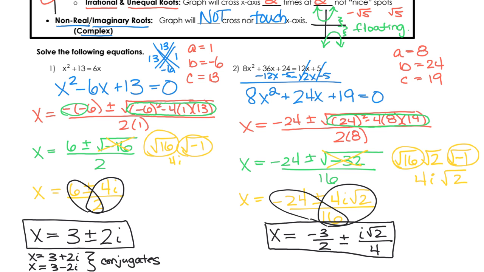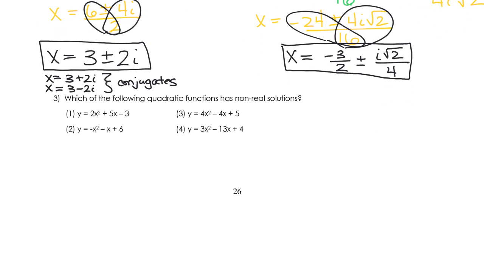All right, guys, let's take a look at number 3 on the bottom here. And it says, which of the following quadratic functions has non-real solutions? All right. So as soon as we see non-real, we're thinking the parabola is what I call floating. It's not going to be touching the x-axis. It's not going to be crossing the x-axis.